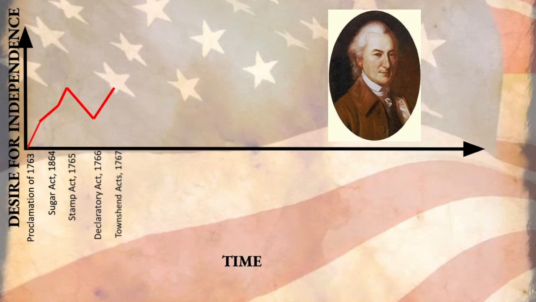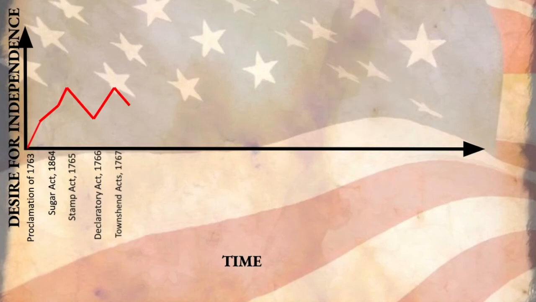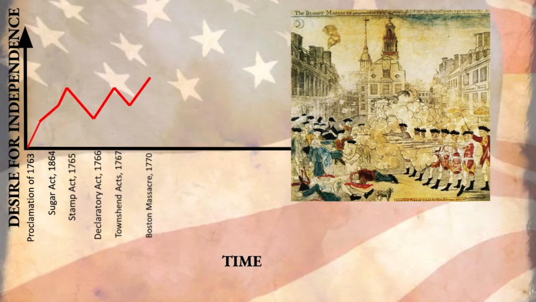So as we go forward after that, things go good again, where they're happy, they feel they've been listened to. However, the Boston Massacre in 1770, again, another spike, maybe a little higher than the other ones, because now we have actual deaths happening.